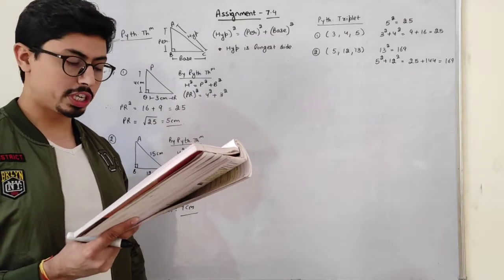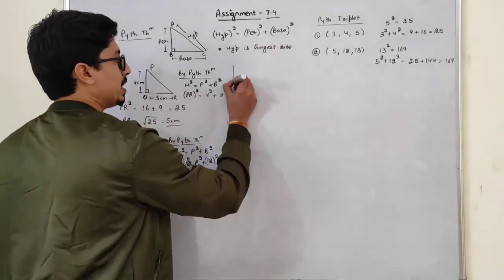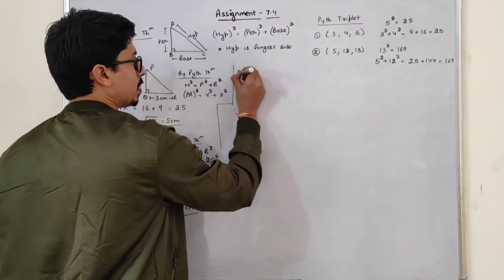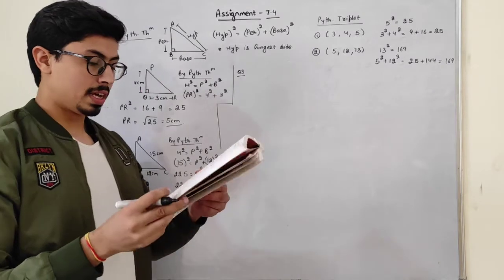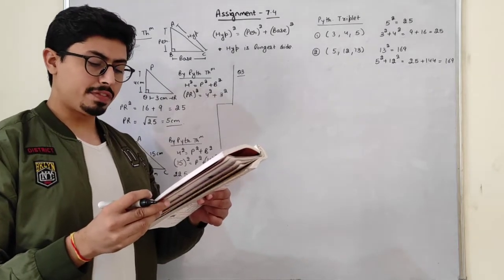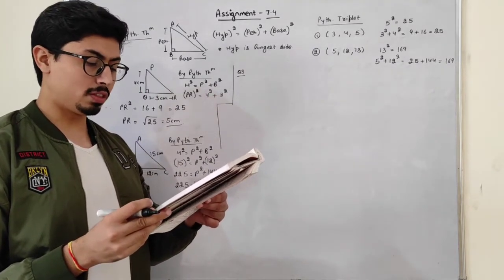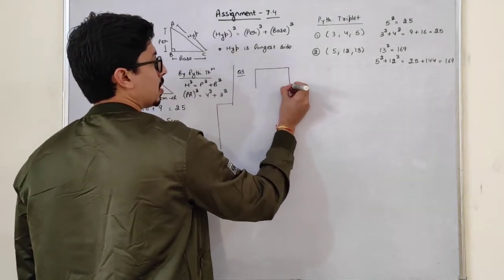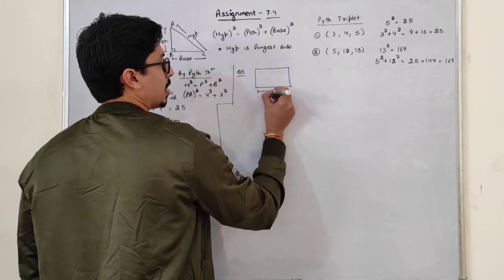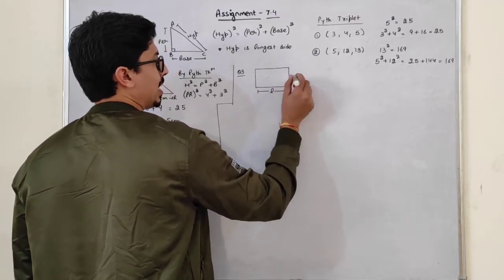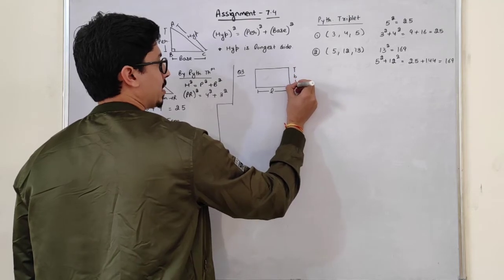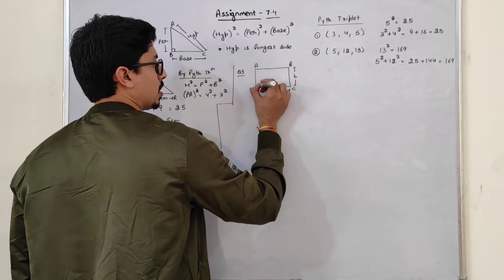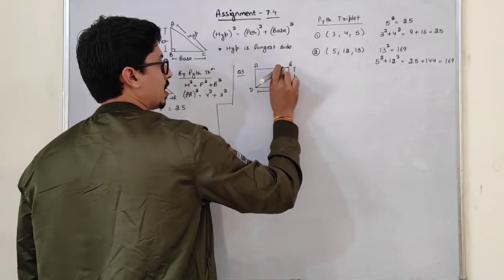Now moving forward to question number third, students. The perimeter of the rectangle is 34, its breadth is 5, find the length of the diagonal. Okay. See, this is a rectangle. Name this capital L as the length, and this is the breadth. Name it as ABCD. This is the diagonal.